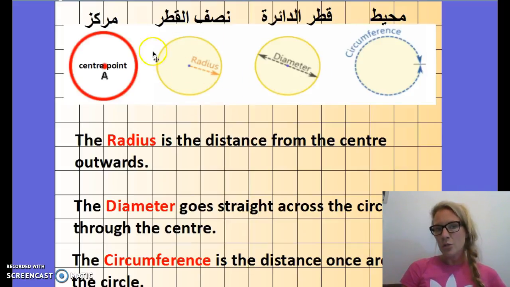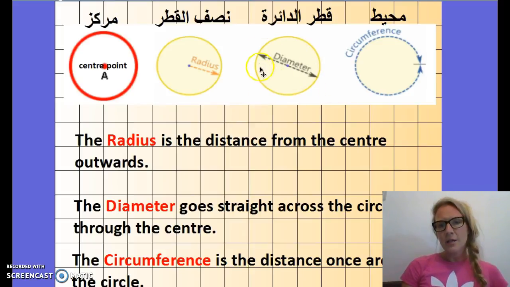The next new word, on circle number 2, is the radius. Now the radius is the distance from the center outwards. So if we look at the center point in the middle of the circle, it is the distance from that point out to the edge of the circle.